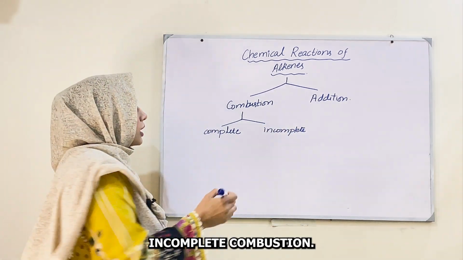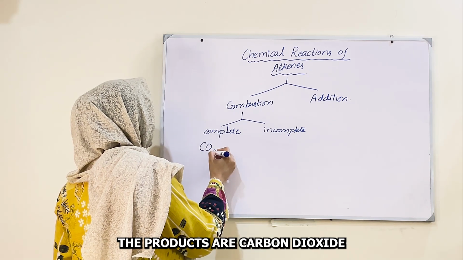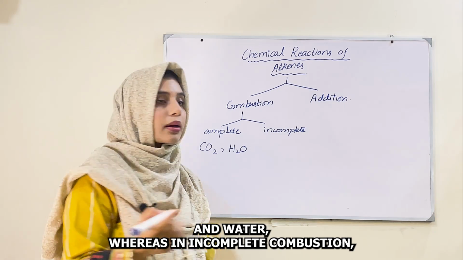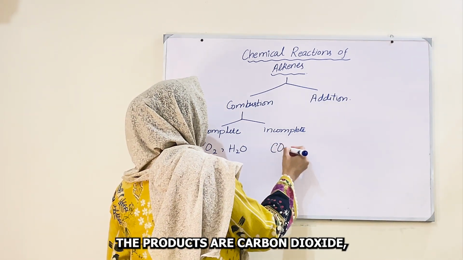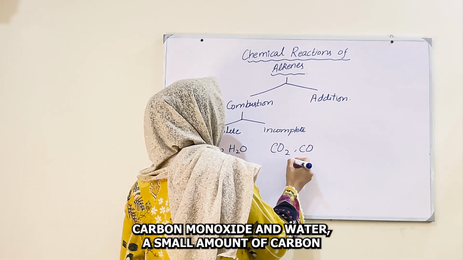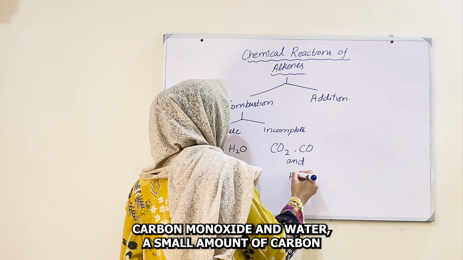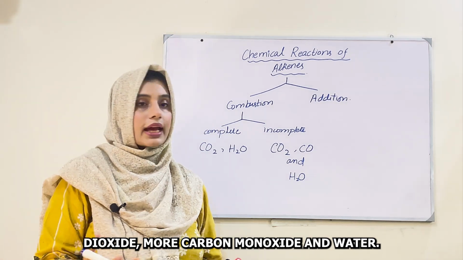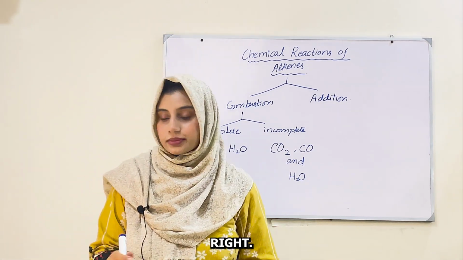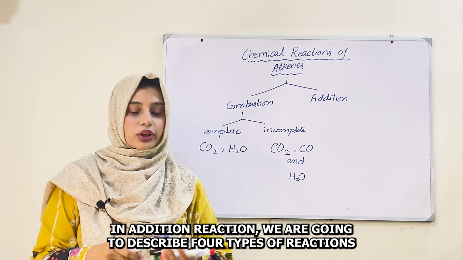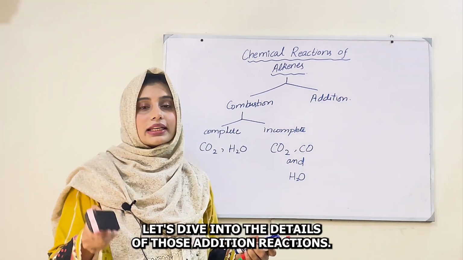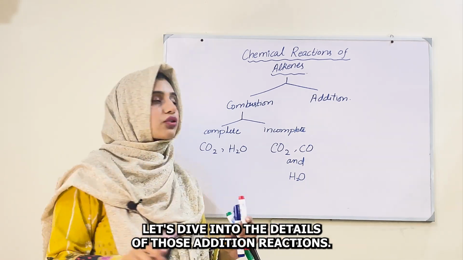In complete combustion, the products are carbon dioxide and water, whereas in incomplete combustion the products are carbon dioxide, carbon monoxide and water. A small amount of carbon dioxide, more carbon monoxide, and water. Right? In addition reactions, we are going to describe four different addition reactions. Let's dive into the details of those addition reactions.